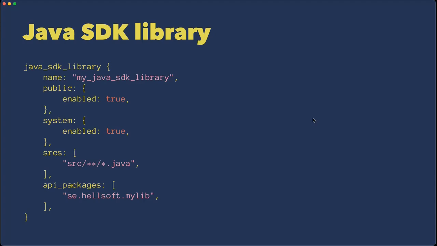Now, this is the start of how the blueprint file looks for the Java SDK library. There is a lot more here, and doing the whole full Java SDK library is a little bit outside what I have time for today. It's also documented sparsely on the source.android.com site. If you just search for Java SDK library, it shows up as the first result, and you can read a little bit more there.